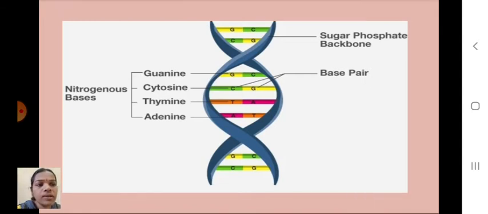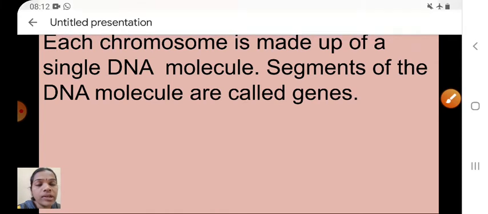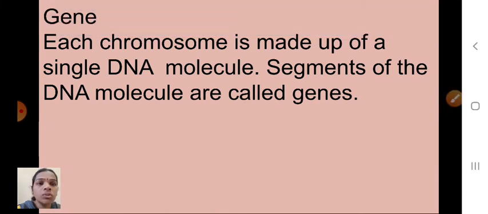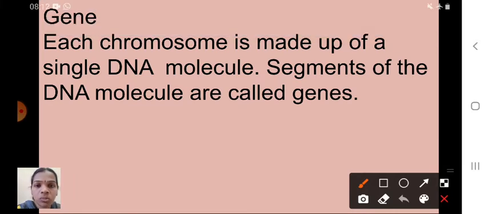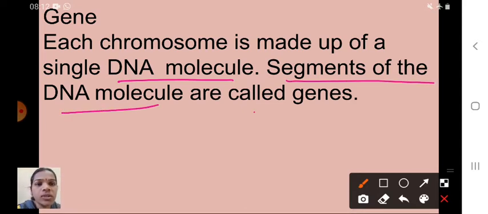So next one is, see here, gene. What is meant by gene? Each chromosome is made up of, you know very well, in our body chromosomes are present inside the cell. So each chromosome is made up of a single DNA molecule and segments of a DNA molecule. You know that DNA structure. See here, this is the DNA structure, isn't it children? So that is, see here, segments of the DNA.